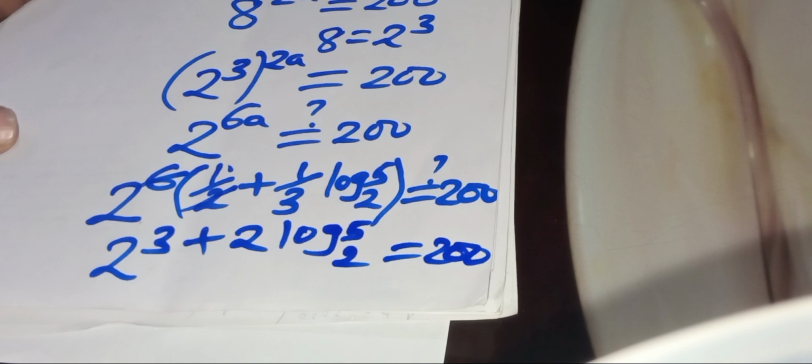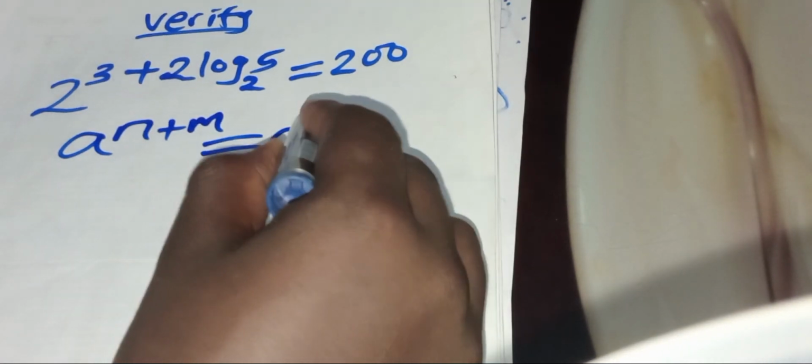Let's proceed. We have 2 to power 3 plus 2 log 5 to base 2. Now this is in the form of a raised to power n plus m, which can be expressed as a to power n multiplied by a to power m. Now this is 2 to power 3 multiplied by 2 to power 2 log 5 to base 2. This should give us a value of 200.